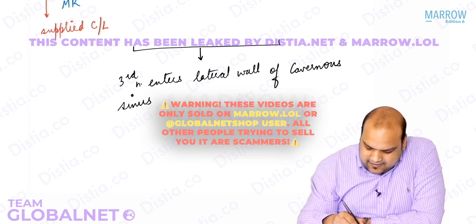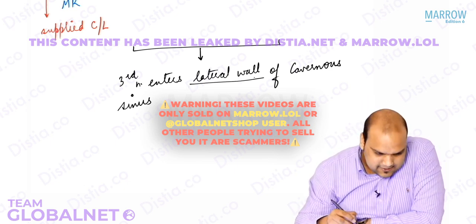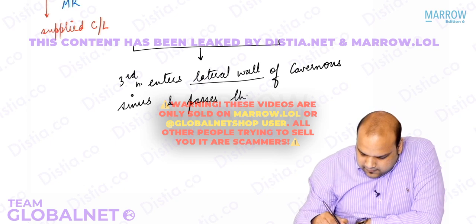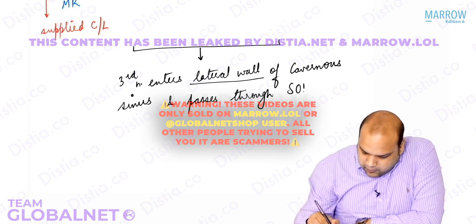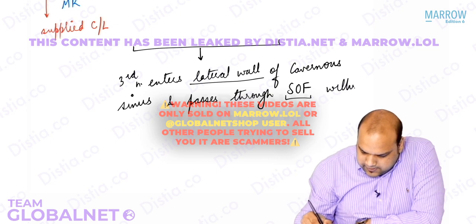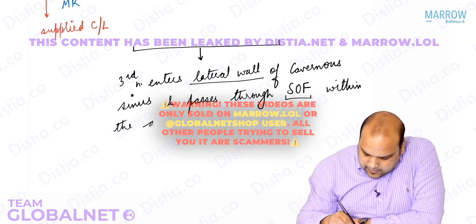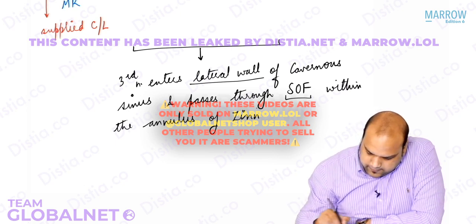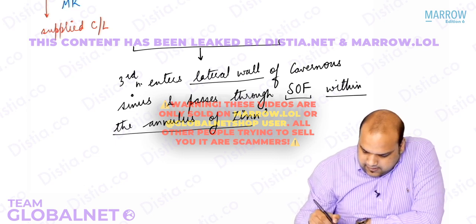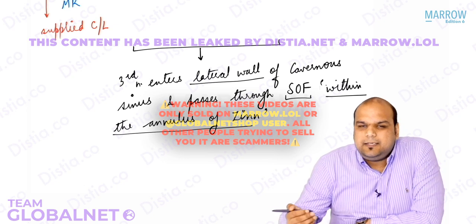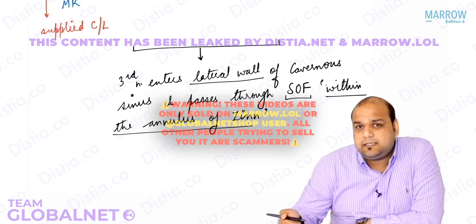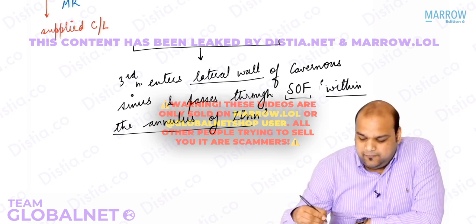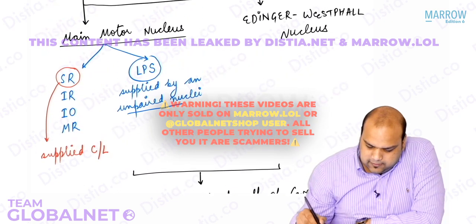The third nerve enters the lateral wall of cavernous sinus and passes through the superior orbital fissure, SOF, within the annulus of Zinn. Okay, everybody? So within the annulus of Zinn, inside the annulus of Zinn, third. So these are certain simple points of anatomy that are used as MCQs. I just have told you those. Okay, guys? Now that we know the muscle supplied from the main motor nucleus, what are we left with?